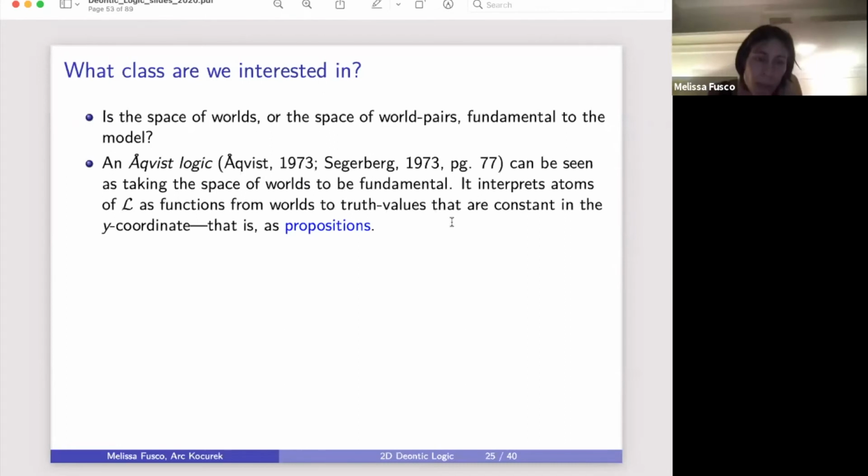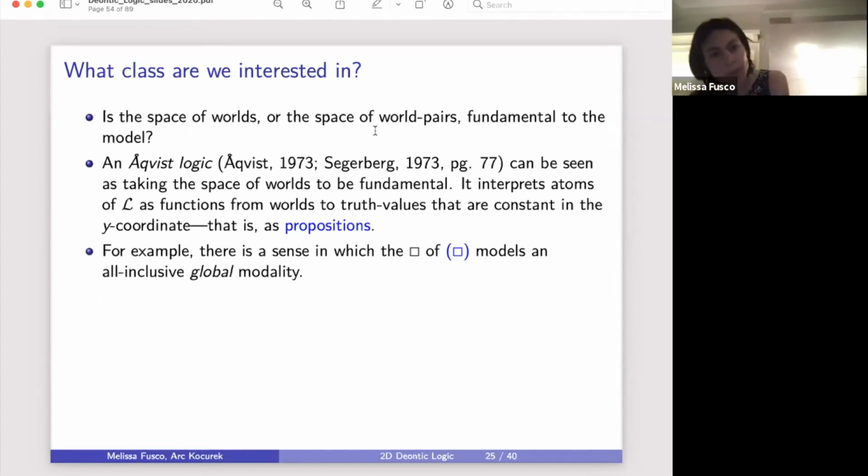So Aqvist logic, for example, this is picking up on terminology from Aqvist and Segerberg in the 70s, can be seen as taking the space of worlds rather than world pairs to be fundamental. Why? Because of its relationship to the language. Aqvist logic interprets atoms of the language as functions from worlds to truth values that are constant in the y-coordinate. That is, as propositions in Stalnaker's sense, right? Stalnaker says fix what row you're on and then read across the proposition. He doesn't think of a proposition as the two-dimensional array. He thinks of it just as the row that you get once you fix a world as actual.